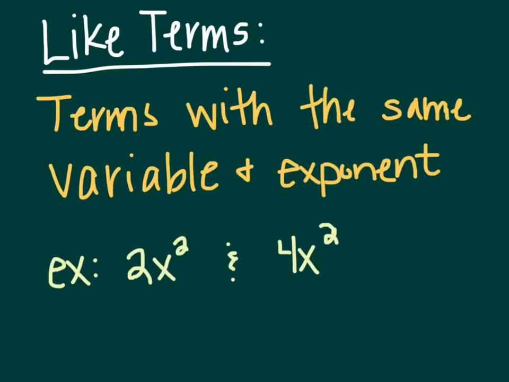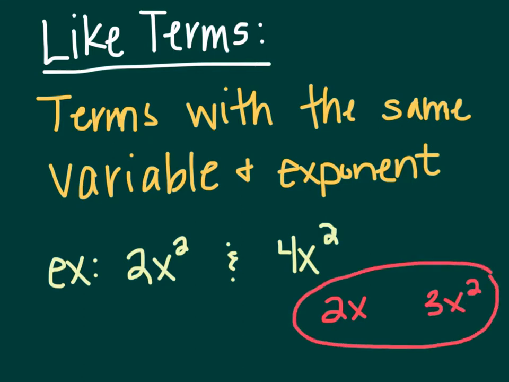Like terms are terms that have the same variable and exponent. For example, 2x squared and 4x squared. Notice they have the exact same exponent connected to the exact same term. An example that would not work would be 2x and 3x squared. These are not like terms and cannot be combined because they have different exponents.